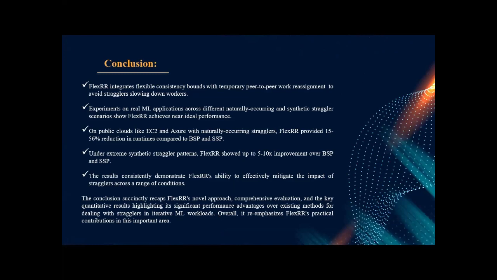So in conclusion, FlexRR is a system designed to improve the performance of machine learning workloads. It is effective at mitigating the impact of stragglers. The stragglers here are workers in a parallel computing system that take much longer than others to complete their assigned tasks. FlexRR achieves this by using flexible consistency bounds and temporary peer-to-peer work reassignment. The research paper also mentions that experiments on real machine learning applications showed that FlexRR achieved significant performance improvement over the existing methods.